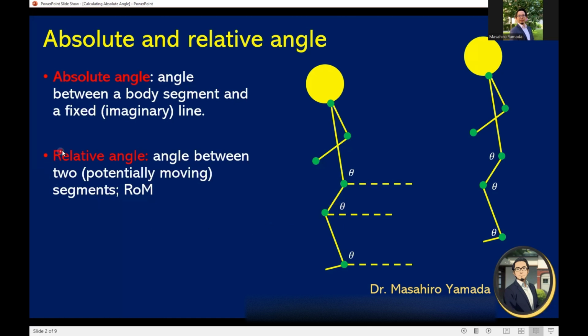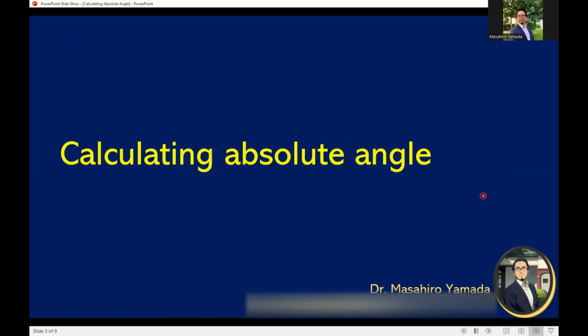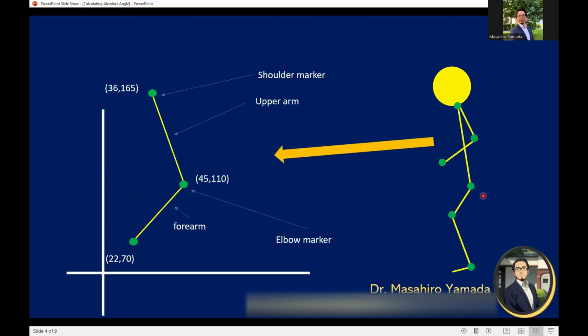On the other hand, relative angle is the angle between two body segments. Usually it's a range of motion, right? The angle between the femur and the tibia, the angle between these two body segments, is the relative angle. In this video, I'm going to focus just on the absolute angle.